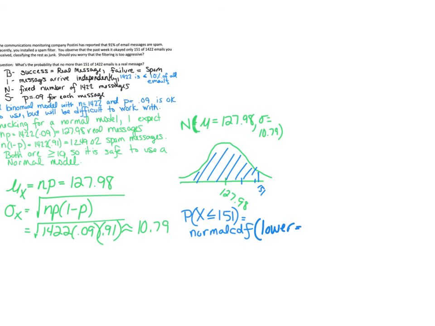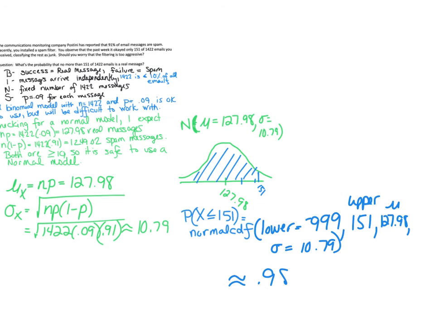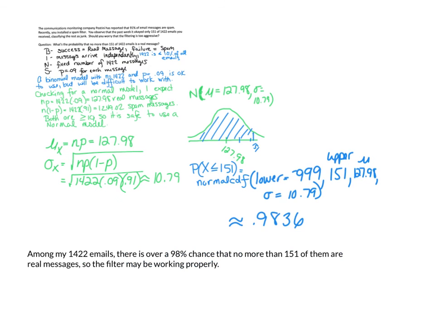where my lower bound, I'm going to put in -999. My upper bound is 151. Got to make sure I label this and don't just do complete calculator talk. 127.98 is mu, and sigma is 10.79. Hit enter. 0.9836. So my conclusion: among my 1422 emails, there is over a 98% chance that no more than 151 of them are real messages. So this is suggesting that the filter may be working properly, that it's not too aggressive.